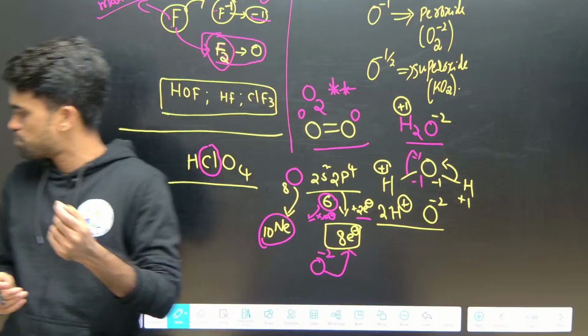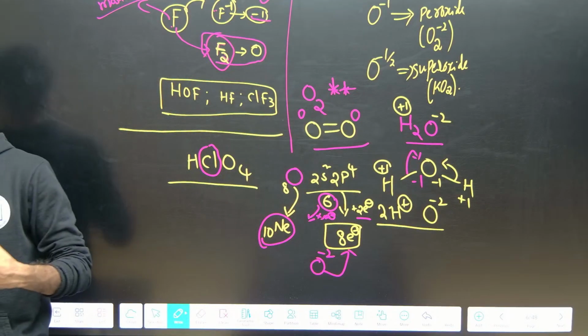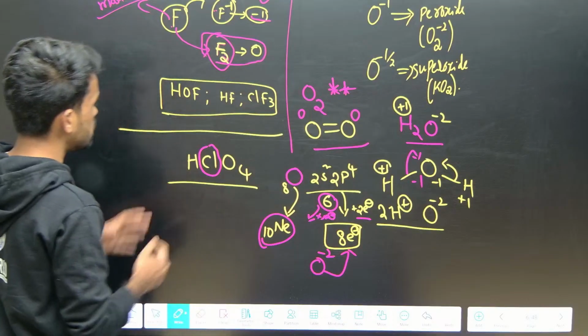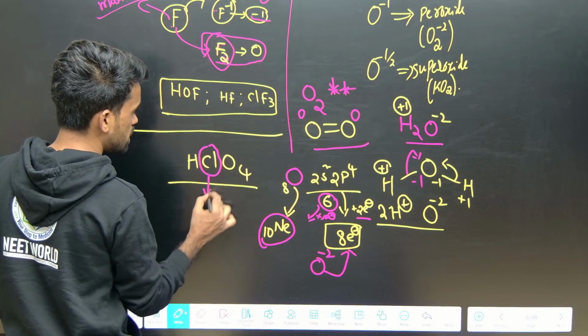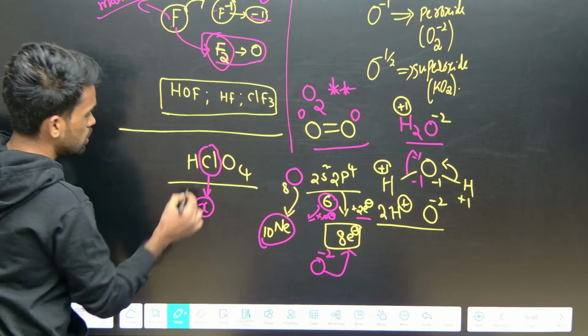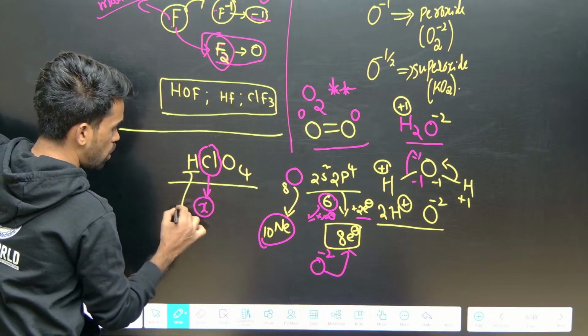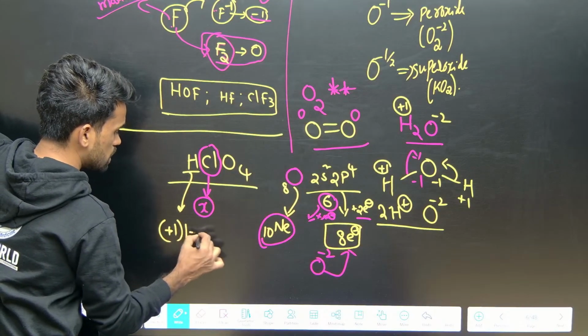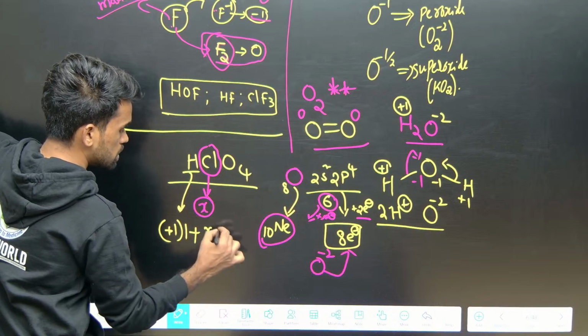Okay, so this is the main reason for existing in minus 1 or -2 oxidation state. In this case, what is the oxidation state of chlorine? Consider it as X. Now hydrogen is less electronegative than all of these, so write +1 for hydrogen. How many hydrogens are there? 1. So chlorine, let us take it as X.